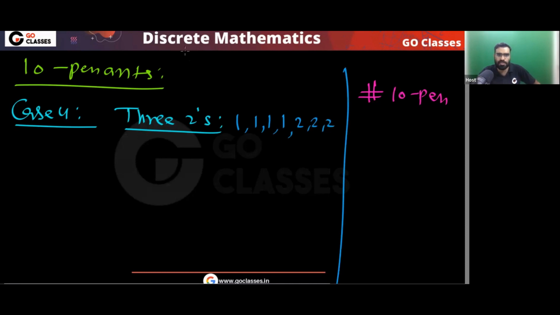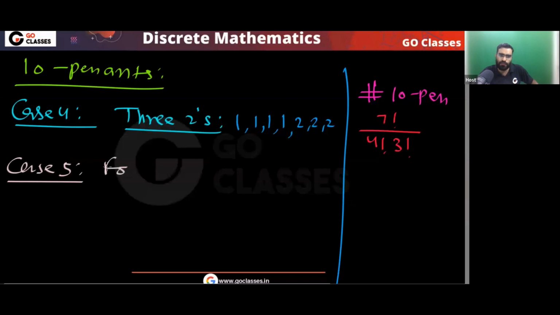Now in this situation, your answer will be what? That will be 7 factorial divided by 4 factorial 3 factorial. Next, what is the case number 5?